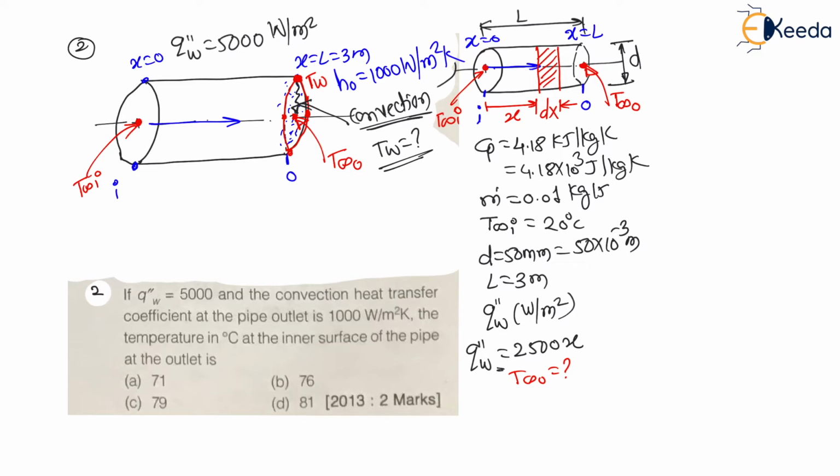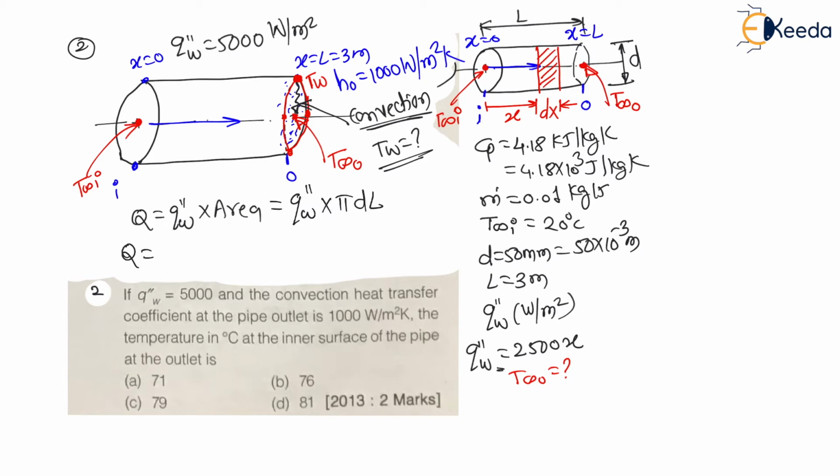Now my dear students, let us understand here. Heat flux is given. Now what is flowing through this? Heat is flowing. Therefore this heat is nothing but heat flux in watt per meter square into area. And as this heat flux is constant, consider the area of the cylinder, which is pi D L. Therefore Q is equal to q W double dash into area, which is pi D L.